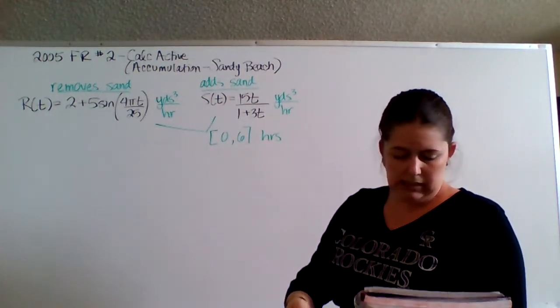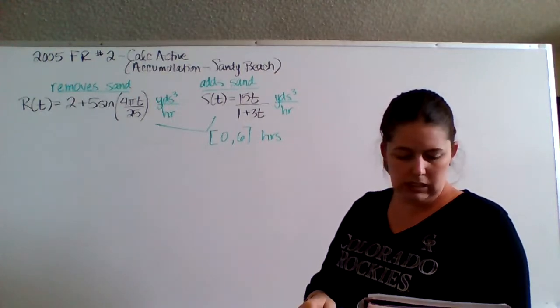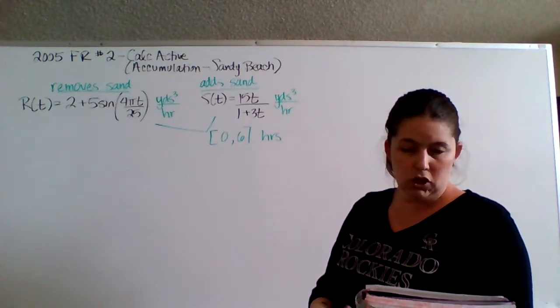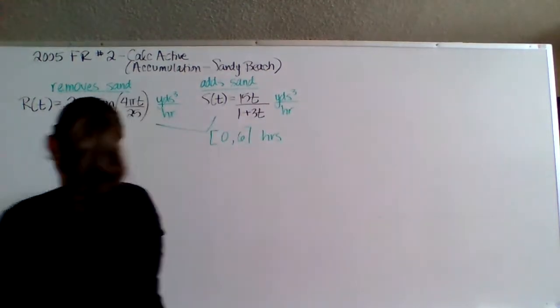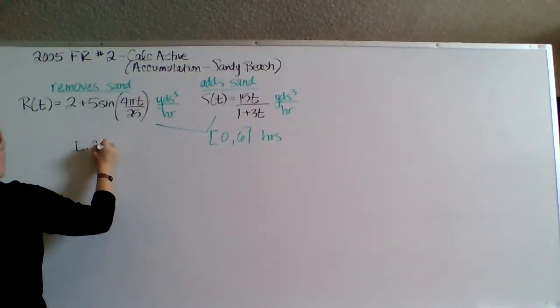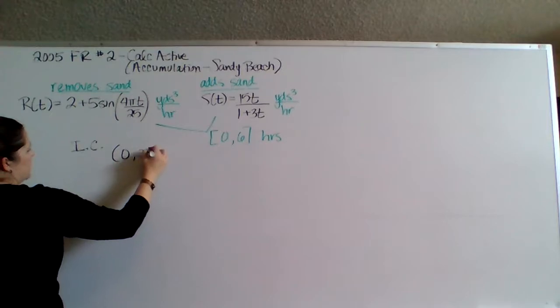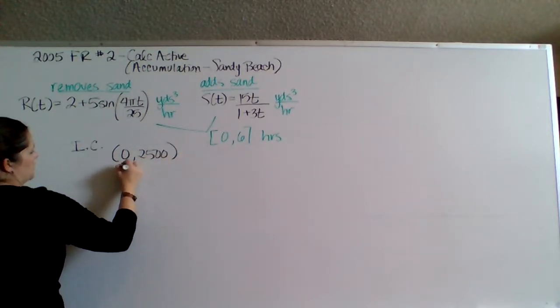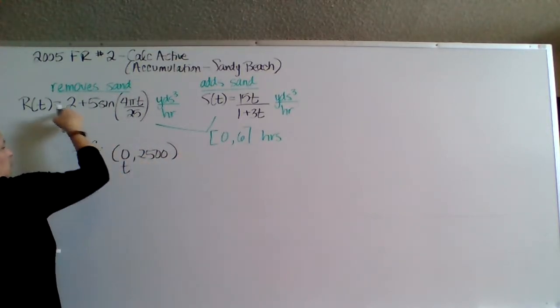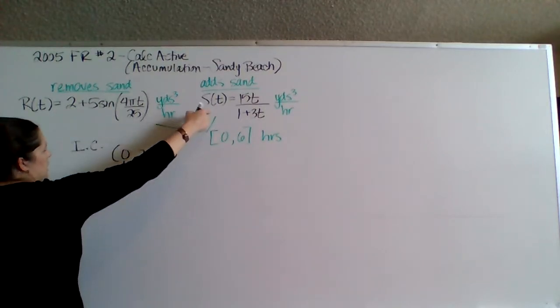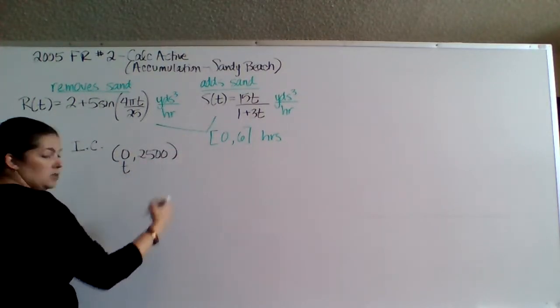And then we keep reading and it says at time t equals 0, the beach contains 2,500 cubic yards of sand. So that sounds to me like an initial condition. So this is our time. And this isn't the rate of the removing sand, and this is not the rate of the adding sand. This is like the amount of sand.